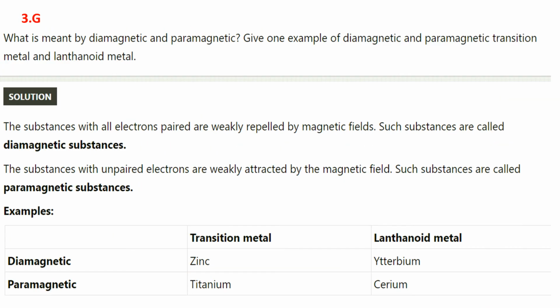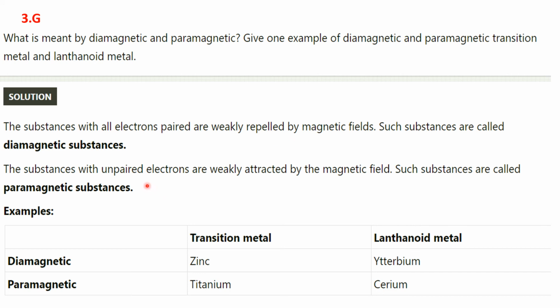Question G. What is meant by diamagnetic and paramagnetic? Give one example of diamagnetic and paramagnetic transition metal and lanthanoid metal. Answer. The substances with all electrons paired are weakly repelled by a magnetic field. Such substances are called diamagnetic substances. So, diamagnetic substances contain paired electrons.